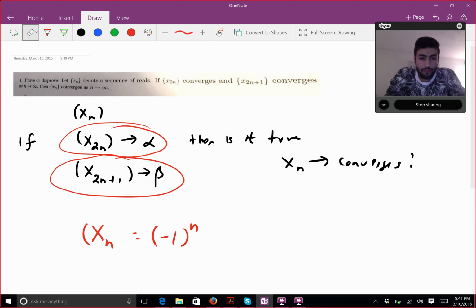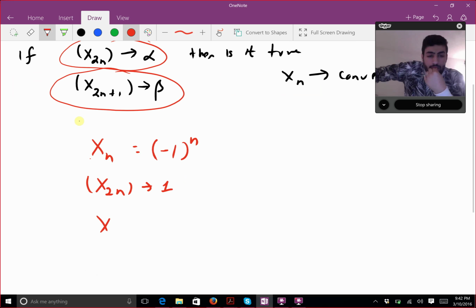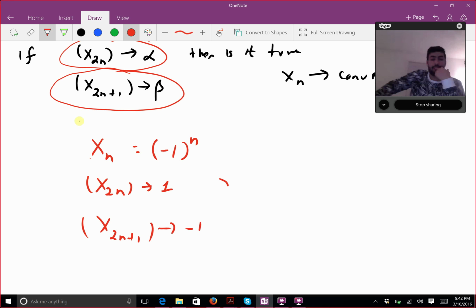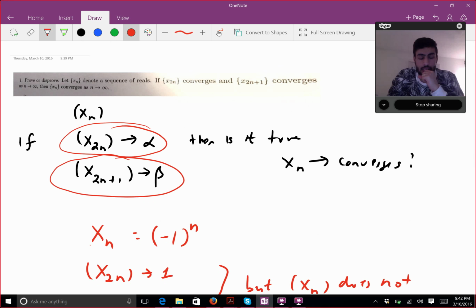So this is a situation where x sub 2n converges to +1, right? Yeah. The odds converge to -1. But the sequence itself does not converge. Yes. So we have a name for this. We call this a counterexample. This is an example that shows this theorem is not true, right? Yes. Okay, good. So the answer is no, and we use a counterexample.